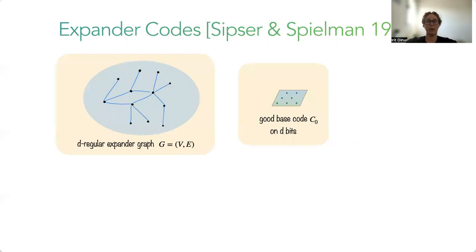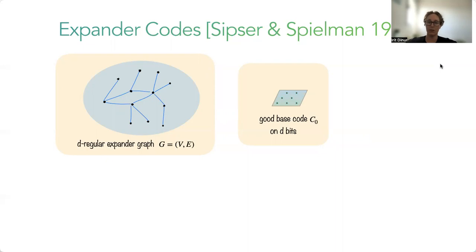Okay, so what are expander codes? These are codes constructed by Sipser and Spielman, and they're really a very simple and beautiful idea. They say the following: if I already have a small base code, C0, on a constant number of bits, say let's call it D, and if I also have a D-regular expander graph that has very good expansion, and I'm not going to talk exactly about what expansion is, just to say that even though every vertex has only D edges coming out of it, it's a highly connected graph.